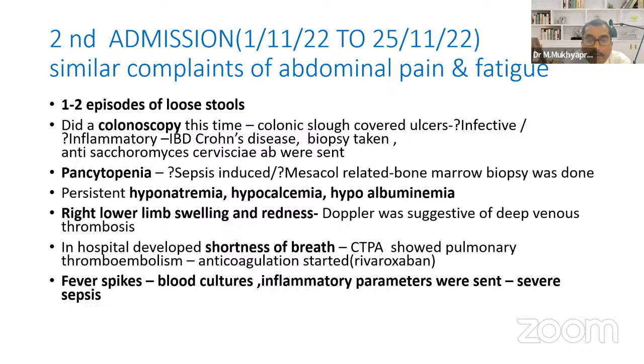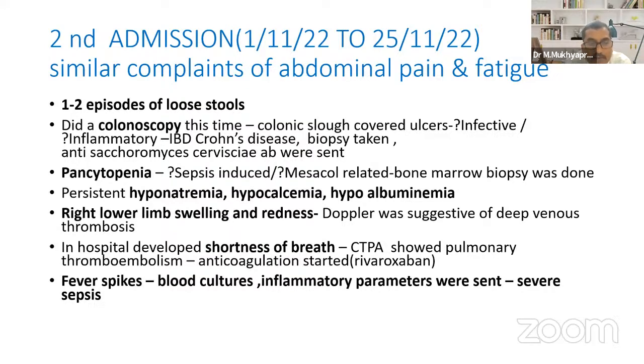He started becoming bedridden. And he started developing right lower limb swelling and redness. We thought it is a cellulitis, but Doppler was suggestive of deep vein thrombosis. So in hospital, he developed shortness of breath. We went ahead with the CTPA; it showed pulmonary thromboembolism. We started him on anticoagulation. At that time his platelets were around 1 lakh, so we could start the heparin. Then we changed it to rivaroxaban.